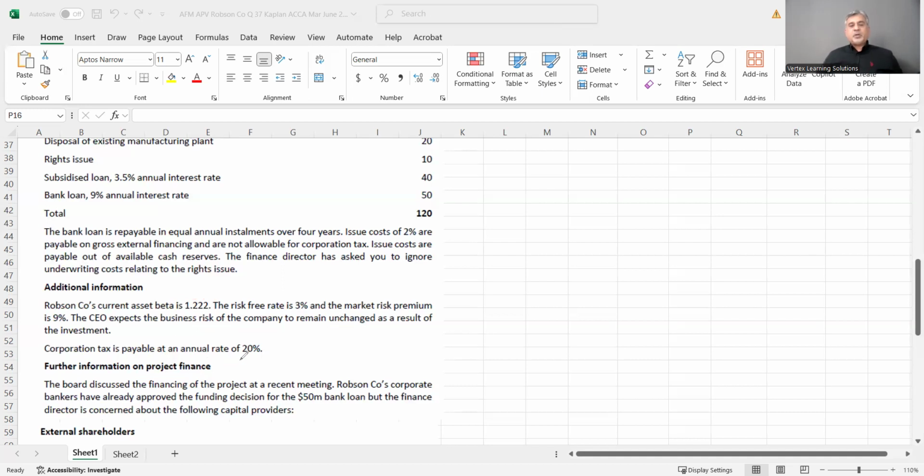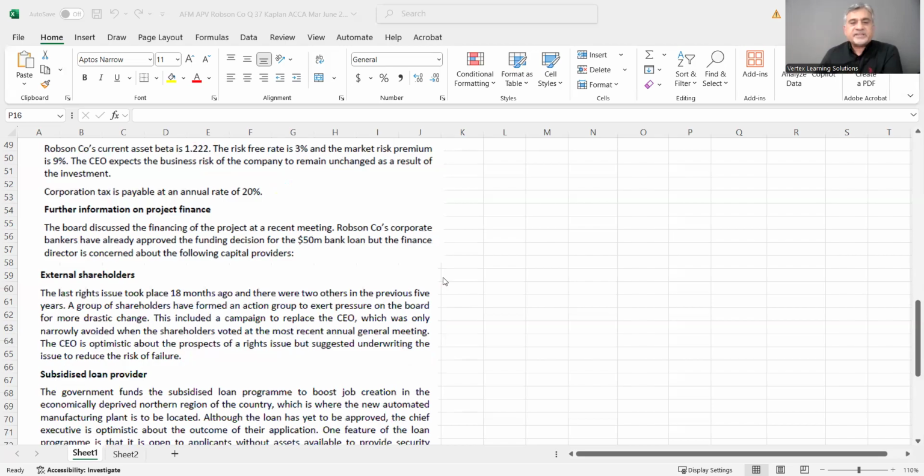Corporation tax is payable at an annual rate of 20%. Now there is some further discussion. The board discussed the financing of the project at a recent meeting. Robson Company's corporate bankers have already approved the financing of 50 million. The bank is giving a 50 million bank loan, but the finance director is concerned about the following capital providers: external shareholders and subsidized loan providers.